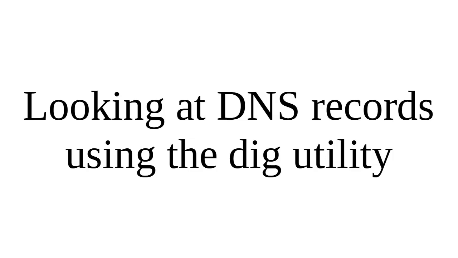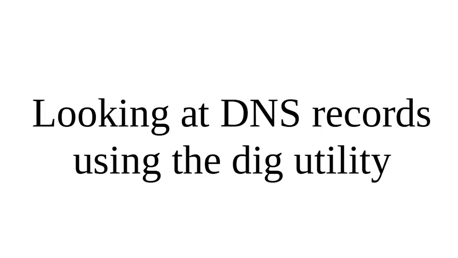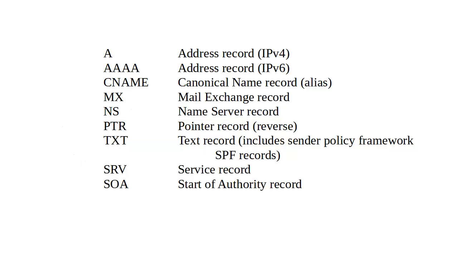Let's look at some of the DNS records using the dig utility. First of all, these are the main record types we want to look at. So we have A records, which are the address records, the quad A or AAAA records, which are the IPv6 address records. You have your CNAME, which is canonical name, which is basically alias records, your mail exchange records, your name server records, your pointer records, or your reverse DNS records.